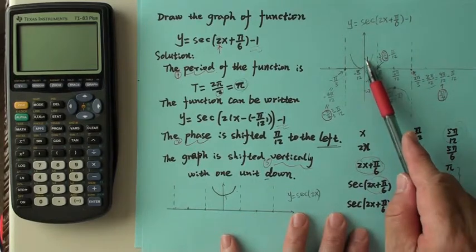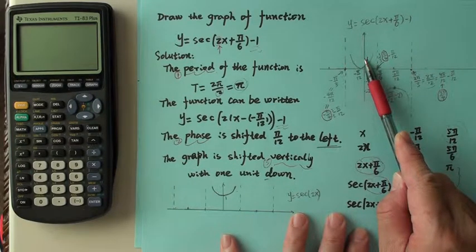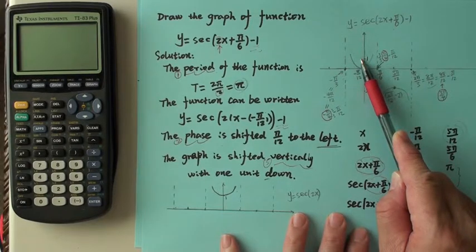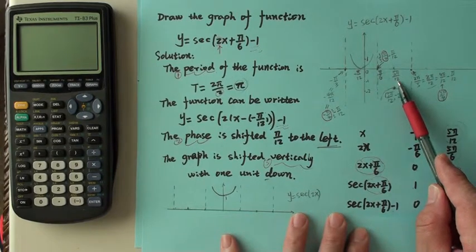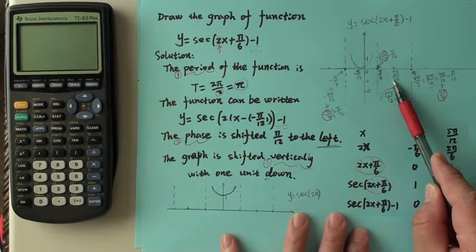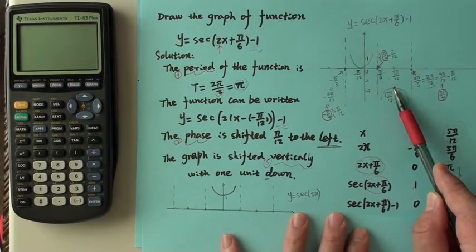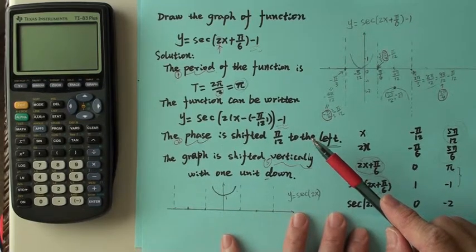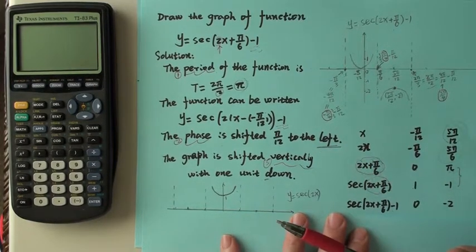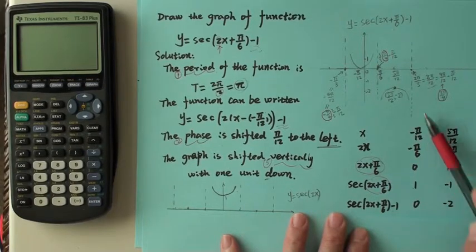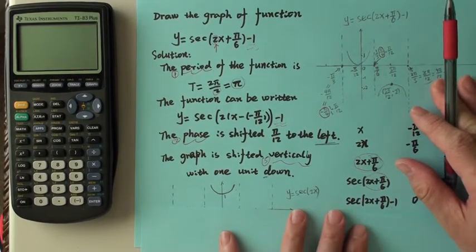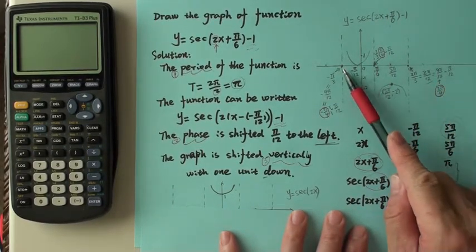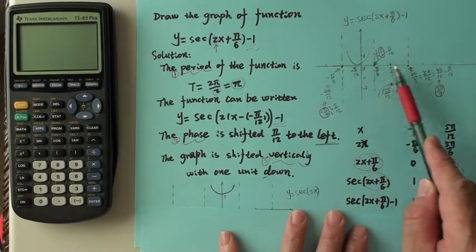So basically it was here, then negative pi over 12 to the left, and then 1 unit down. And then previously it was somewhere here, pi over 12 to the left, and then 1 unit down. It goes here. This would be the picture. And here there are more details about those asymptotes.